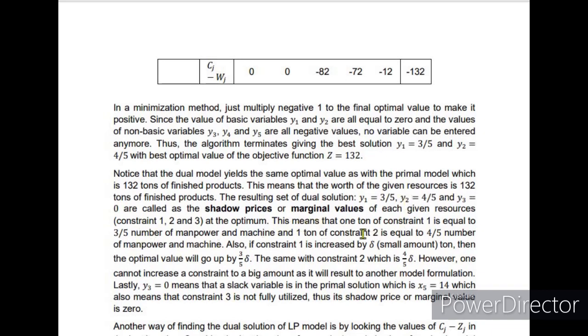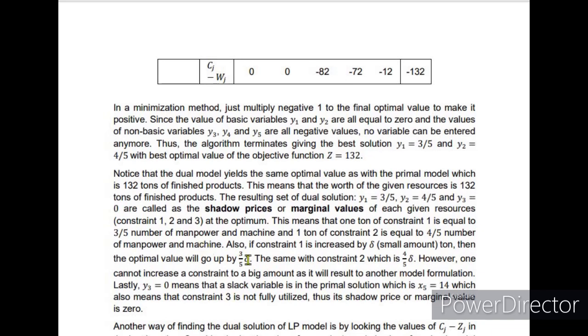Y sub 2 is the shadow price or the marginal value of constraint 2. And y sub 3 is the shadow price or the marginal value of constraint 3 at the optimum. Okay? So what does it mean? This means that 1 ton of constraint 1 is equal to 3/5 number of manpower in machine. So that is the equivalent. And 1 ton of constraint 2 is equal to 4/5 number of manpower in machine.